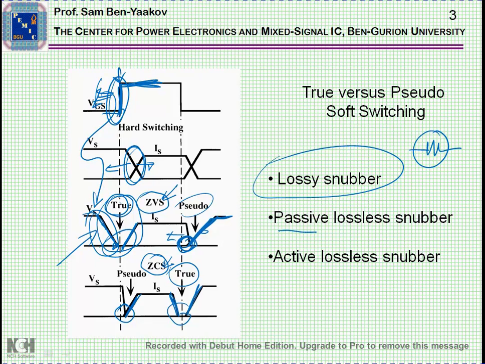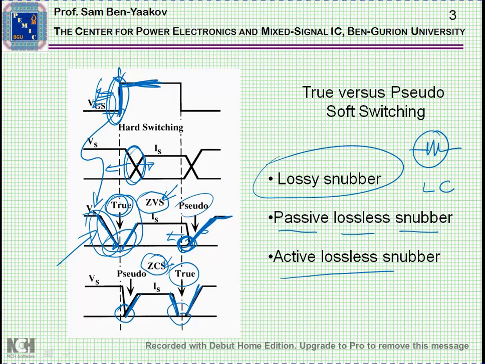We can use a passive lossless snubber. These are additional circuitry that will again slow down the rate of rise or fall with components which are basically L and C, which are reactive and ideally non-dissipative, and this will be a lossless snubber.